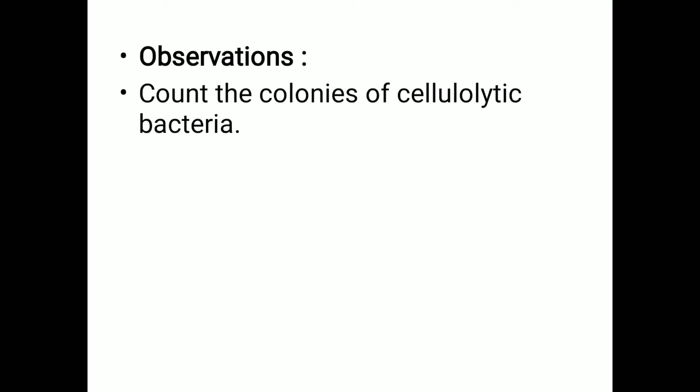Then regarding observation, we count the colonies of cellulolytic bacteria with the help of a colony counter. The observation takes place on the basis of the size and shape of the cellulolytic microorganism or bacteria. For example, Cellulomonas is a cellulolytic bacterium. So on the basis of morphology we can conclude which is the cellulolytic microorganism or bacteria.